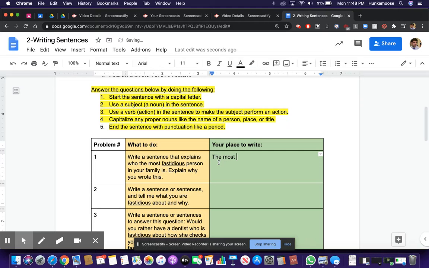The most fastidious person. Already I started with a capital T. Okay? And I'm using the parts of the question. Who is the most fastidious person in your family? The most fastidious person in my family is. Now notice nothing's been capitalized except the beginning of the sentence. The most fastidious person in my family is.